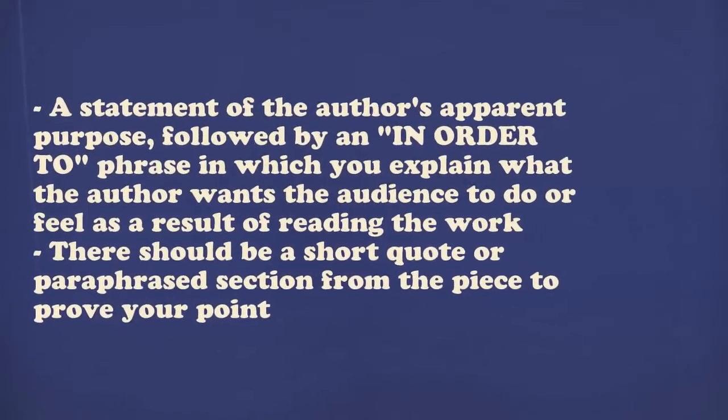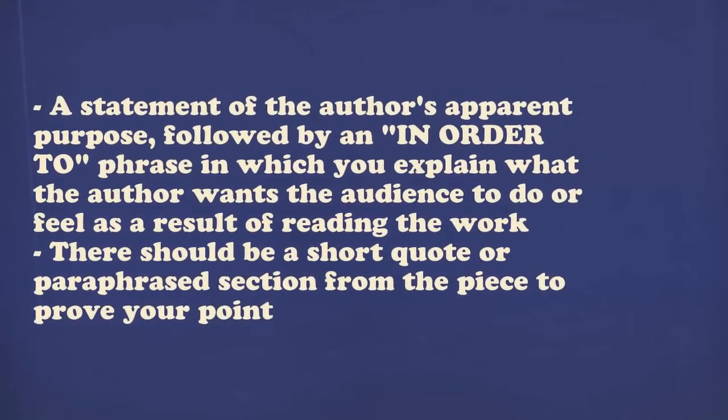Moving right along to sentence number 3. Sentence number 3 moves us from summary to analysis. Sentence 3 starts with a statement of the author's apparent purpose, followed by an in order to phrase. You must have those 3 words, in which you explain what the author wants the audience to do or feel as a result of reading the work. There should be a short quote or paraphrase section from the piece to prove your point.